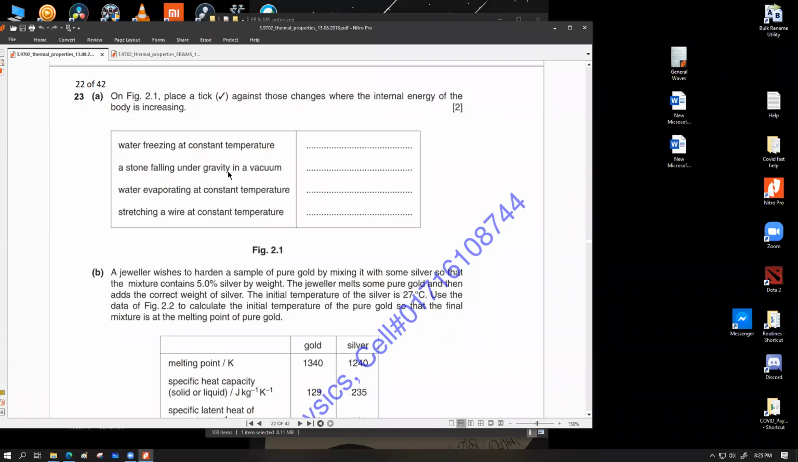A stone falling under gravity in a vacuum does not change its internal energy, because internal energy is not gravitational energy. Gravitational energy is an energy available to the object by the effect of something that is outside the object. So gravitational energy is available to an object because of a gravitational field. It is not an inherent energy property of the object itself. It is caused by a secondary object, so it is not defined as internal energy.